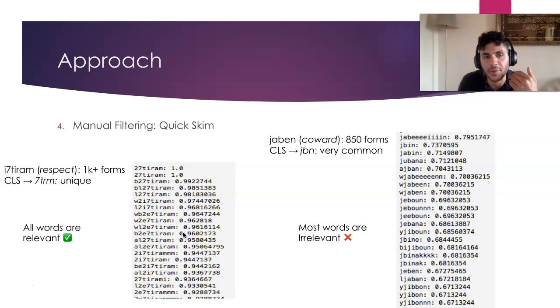Finally, the final step of the approach, something that we wish we could have avoided in a way or another, is the manual filtering. We learned that many words matched with completely irrelevant words. And after investigating, we realized that those words contain a CLS of very common words, and this was the reason for this irrelevant matching.